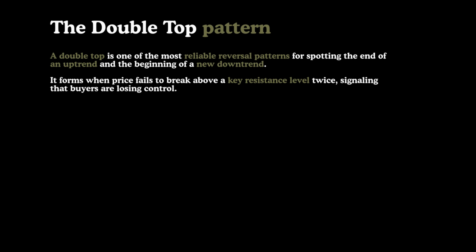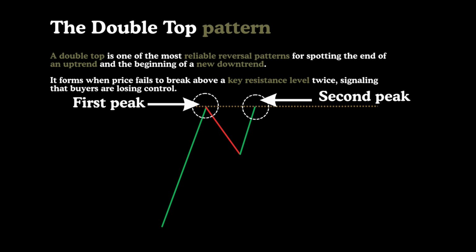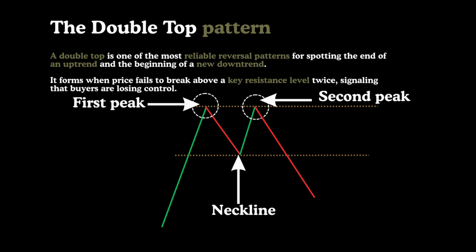It forms when price tests a key resistance level twice but fails to break through, signaling that buyers are running out of steam. Let's break it down step by step. First peak: buyers push price higher into a strong resistance zone but can't break it. Price reacts and pulls back. This dip usually finds temporary support where some traders might look to re-enter long. Second peak: price climbs again, testing the same resistance level but fails to break above the first peak. This is a sign of buyer exhaustion. The market's telling you there's not enough demand to push higher.